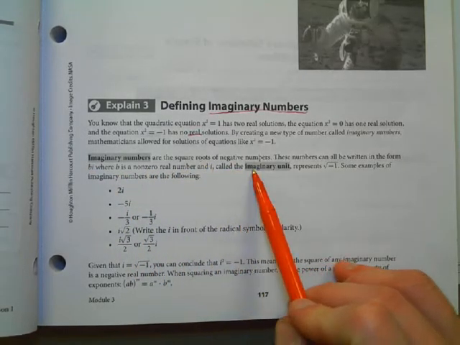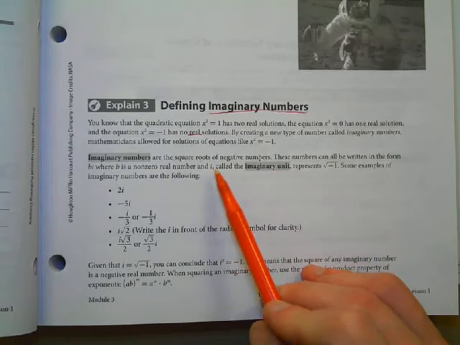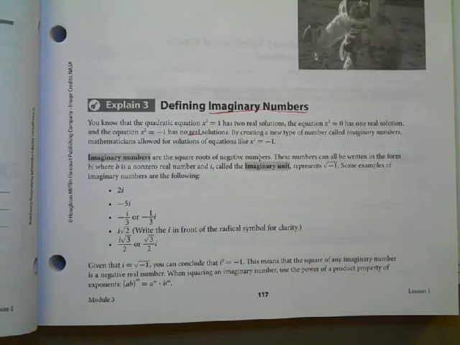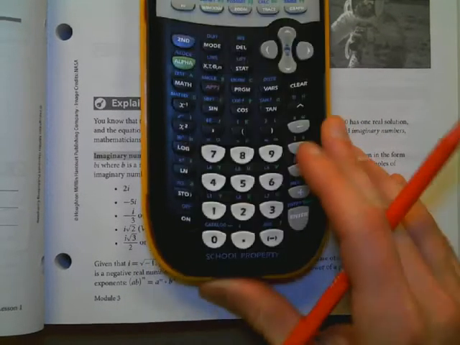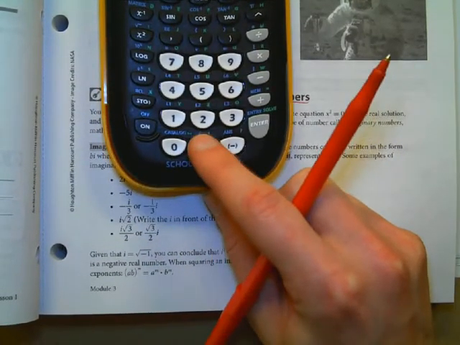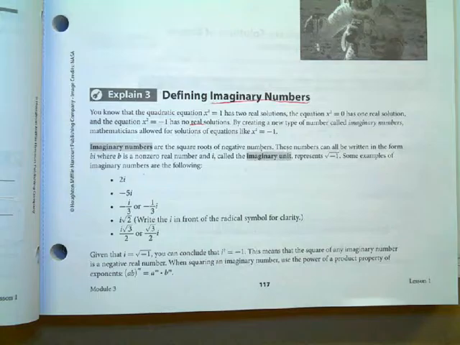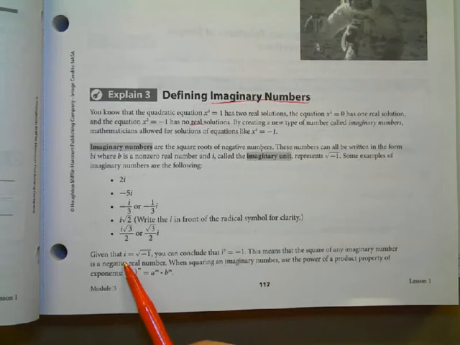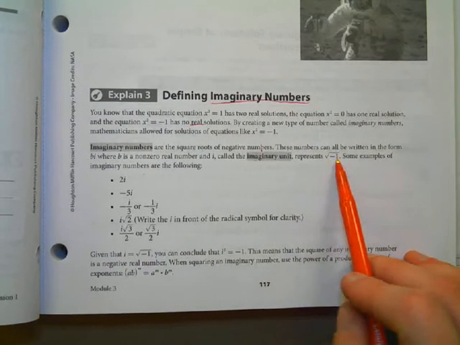Okay? So here are some examples of imaginary numbers. This, 2i. i is not a variable in this case. i is the number, square root of negative 1. Okay, there's negative 5i. Negative i over 3, or the same thing, negative 1/3 i times the square root of 2. Okay, i root 3 over 2, or root 3 over 2 i.